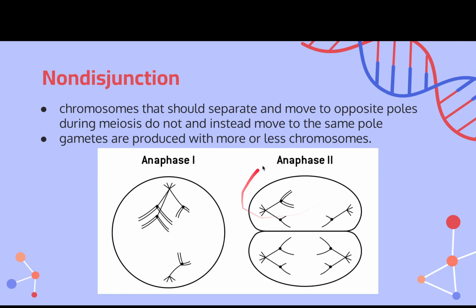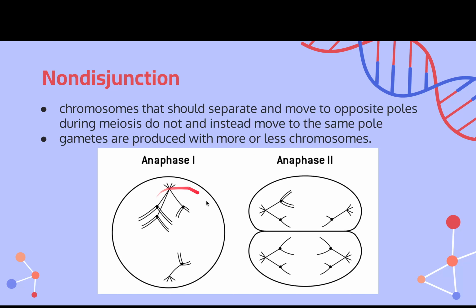Okay. The next is non-disjunction. So non-disjunction is what causes certain genetic problems, such as trisomy 21. This is when chromosomes that should separate and move to opposite poles during meiosis do not, and instead move to the same pole. This can happen at both the anaphases, during anaphase 1 or anaphase 2, and this will basically result in gametes being produced with more or fewer chromosomes.